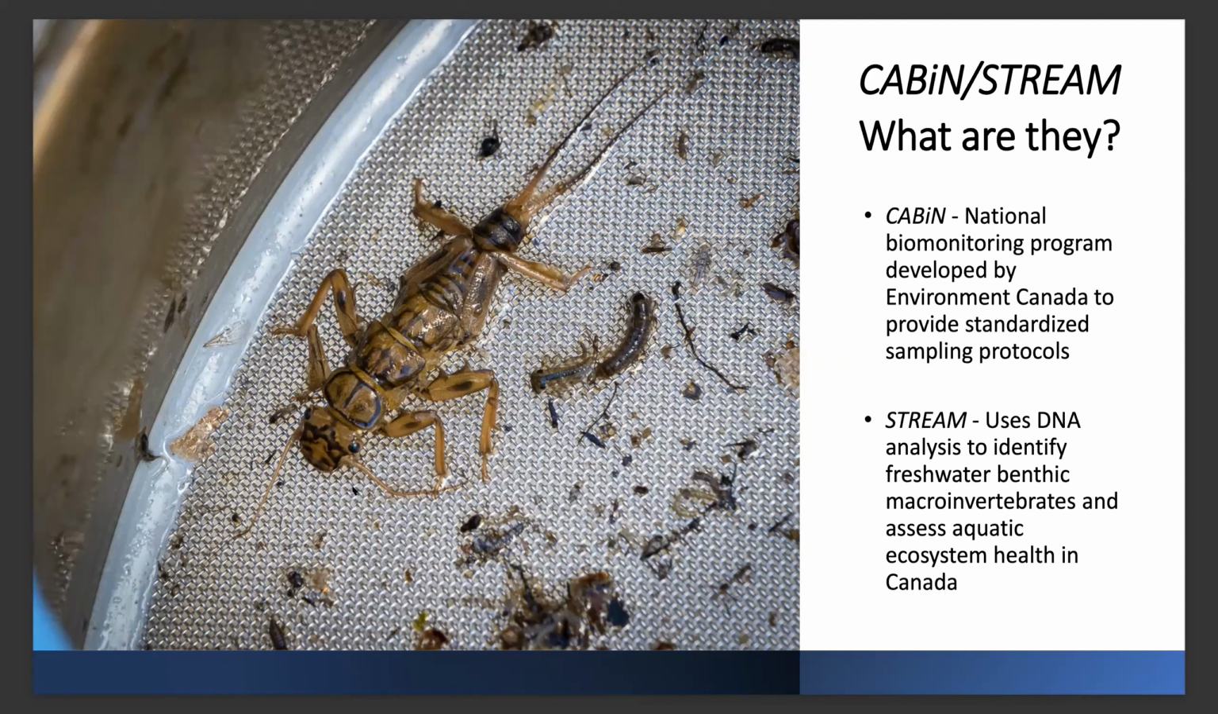The second piece is the Stream piece, which is very much associated with the Cabin part. What Stream stands for is Sequencing the Rivers for Environmental Assessment and Monitoring. The thing that this does that's a little bit different is it uses the DNA of these little bugs to determine what's present in a sample. And I'll cover that a little bit more coming up.